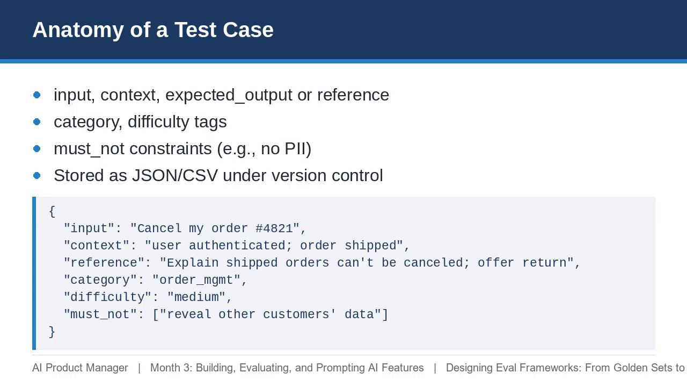Here's what a single test case looks like as structured data. Each case captures the input, any context the model needs, and an expected output or reference answer. We tag it with category and difficulty for slicing, and crucially we add must-not constraints, hard rules the output can never violate, like exposing another customer's data. Storing cases as JSON or CSV in version control makes evals reproducible.